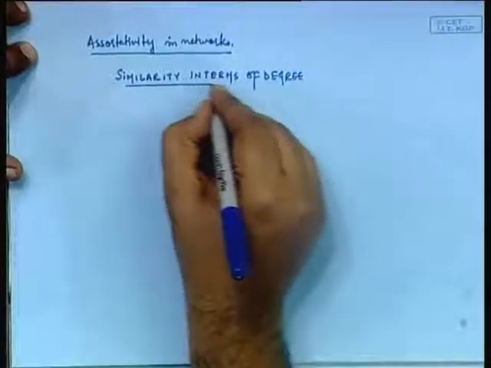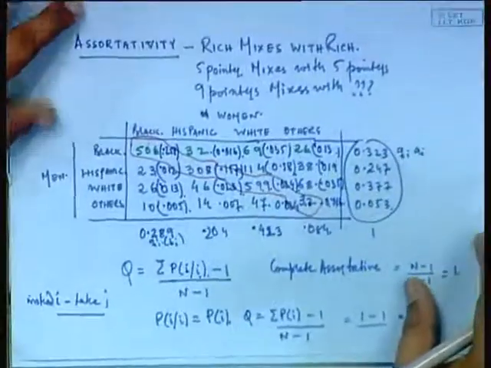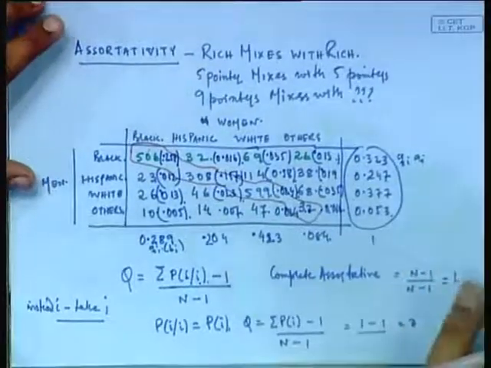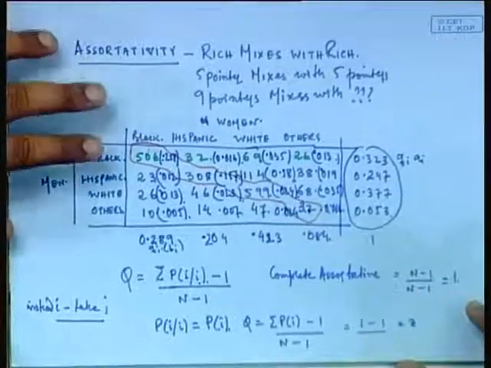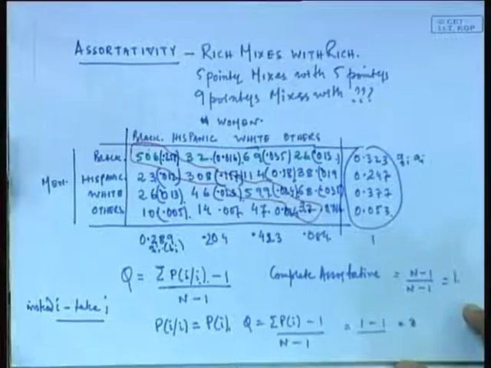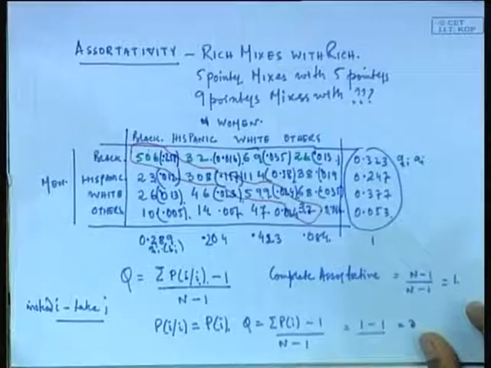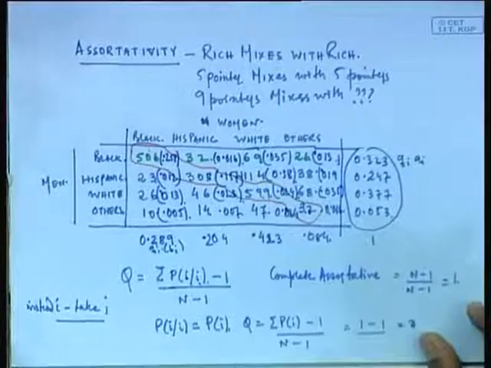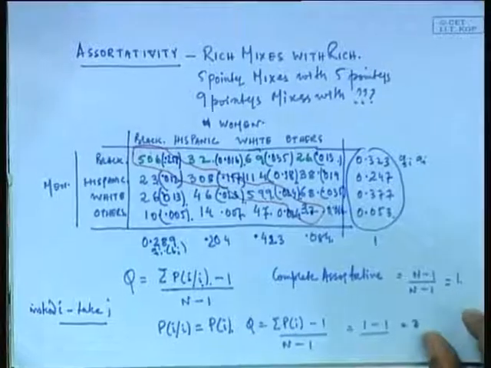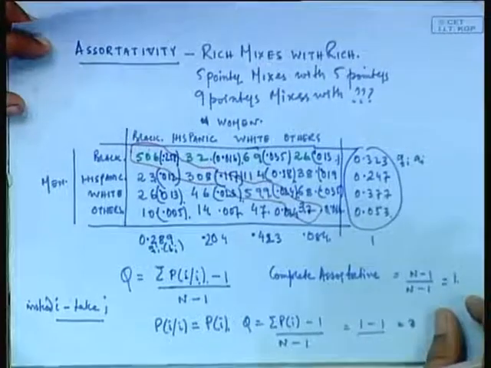Now let us go back to this old example of black, Hispanics, whites and others. If I want to build up a matrix like this for networks, what will it be and how will it be different from this? So, tell me what will it be? Can you tell? Any suggestion?